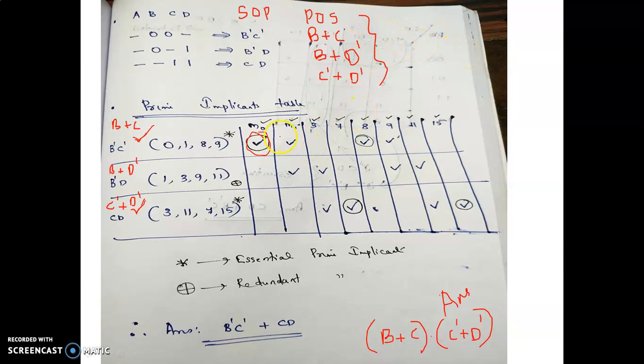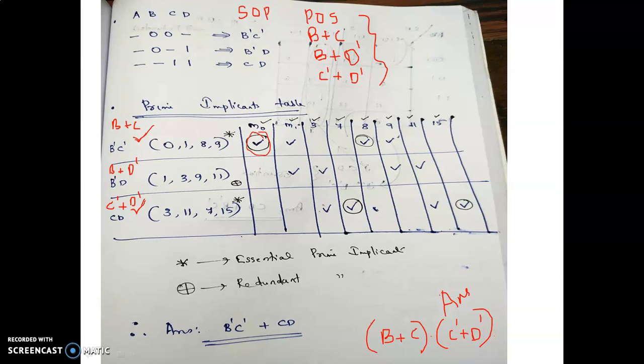Okay, and then you check whether any term can be avoided, whether there is any term that is redundant, which can be mapped using other terms. So you found out that B plus D bar is a repetition. So the answer will be B plus C and C bar plus D bar. So the answer is B plus C multiplied by C bar plus D bar.